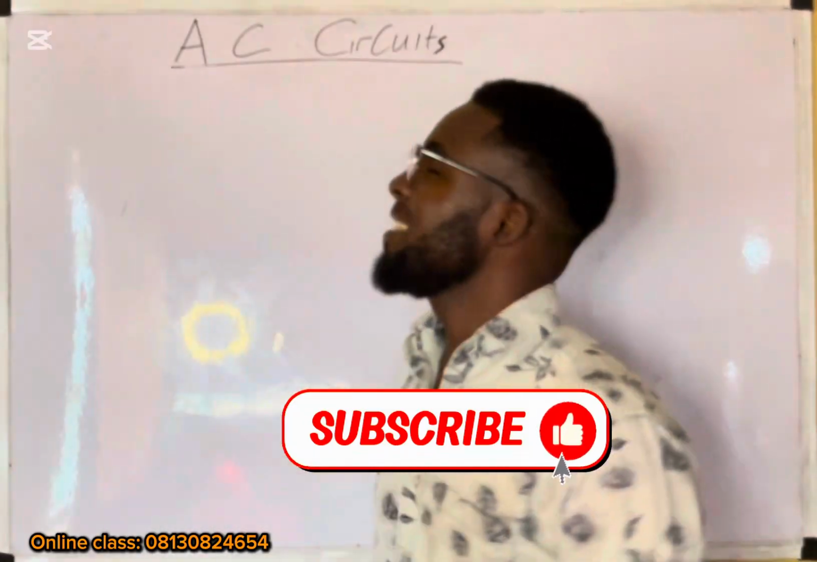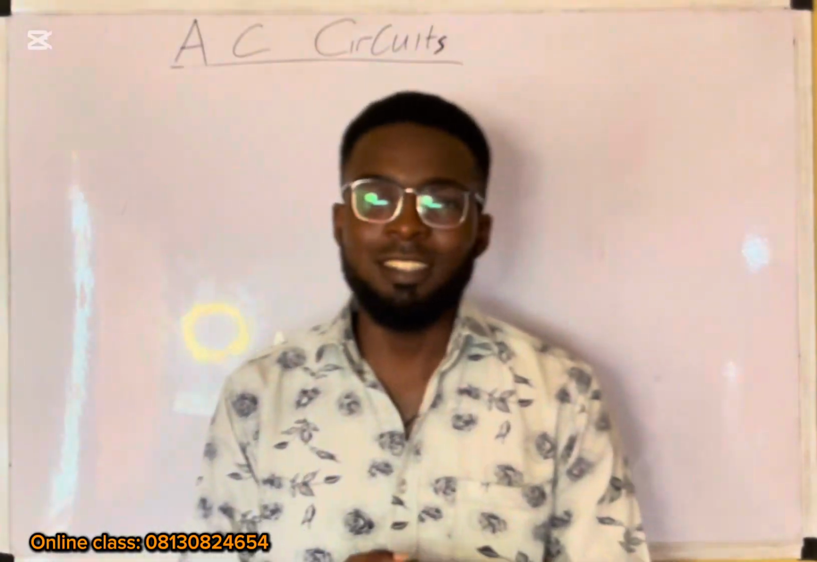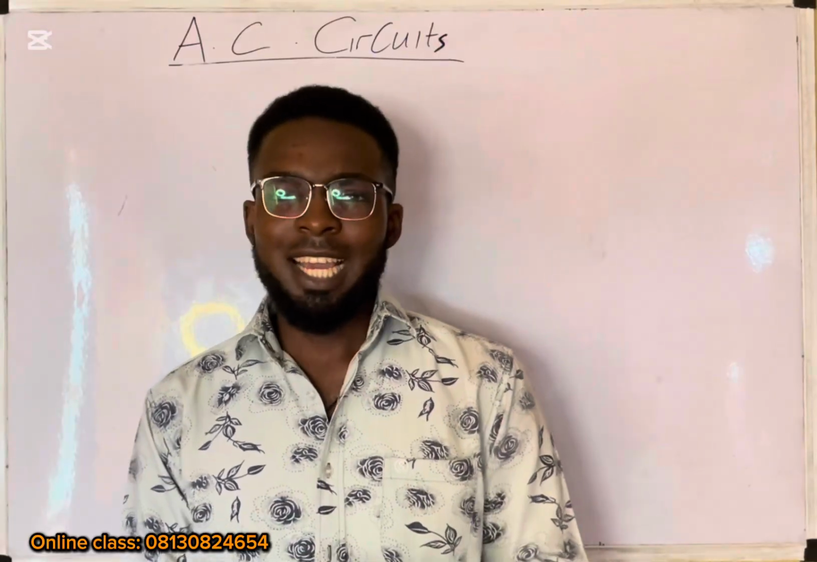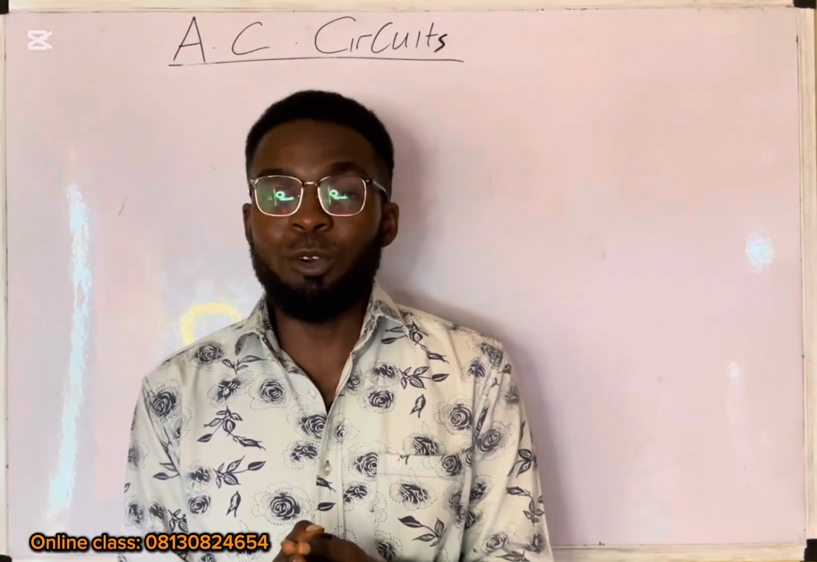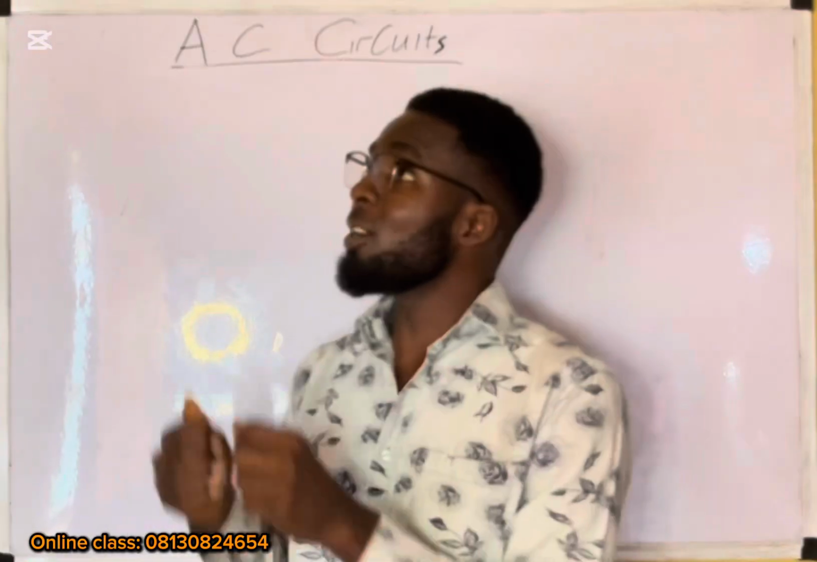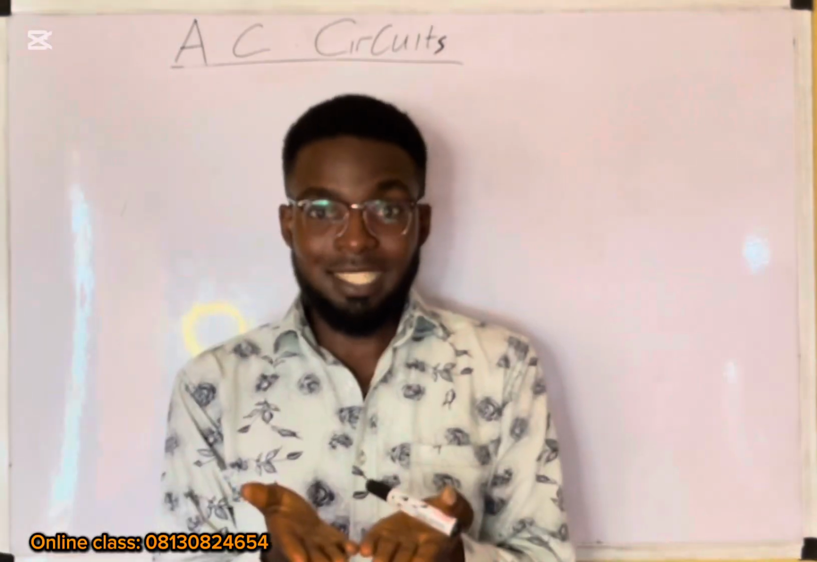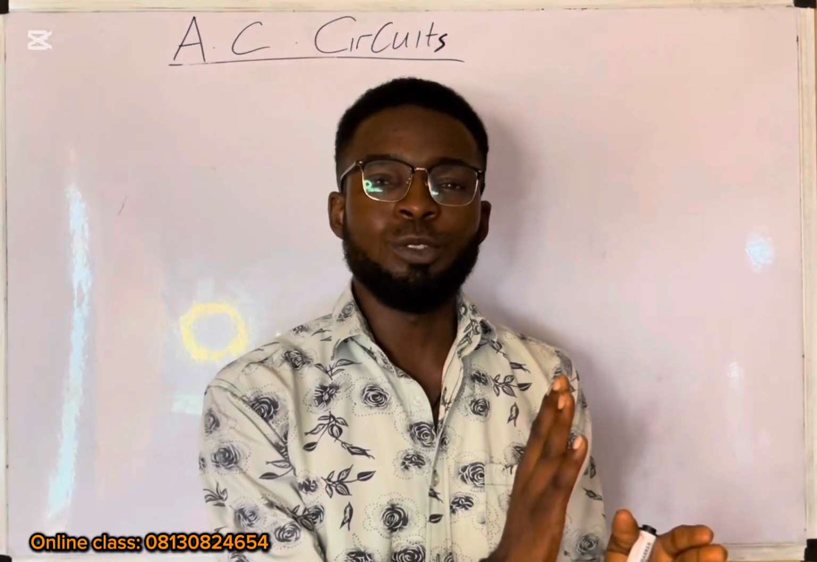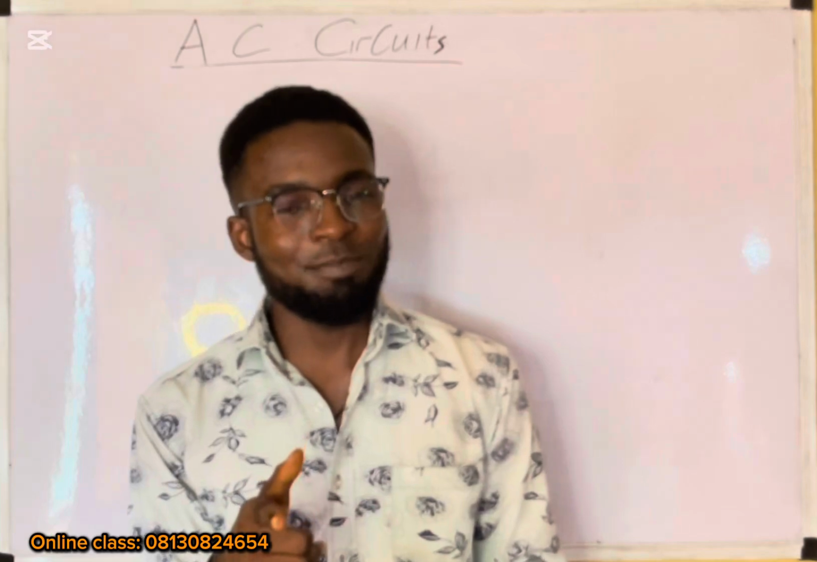Okay, AC circuits. Alternating current or alternating voltage is that which varies periodically. It has the same graphical representation as a sine waveform. It varies periodically. And an alternating current circuit is a circuit in which alternating current flows. I hope you get that.